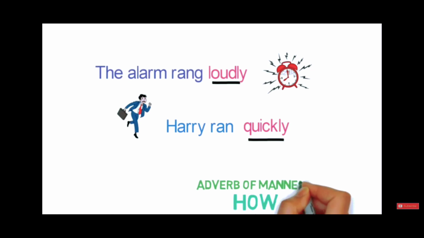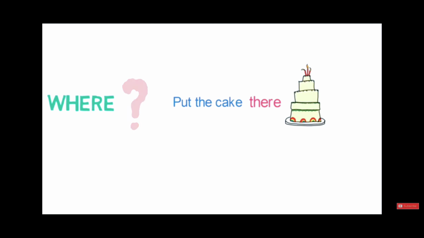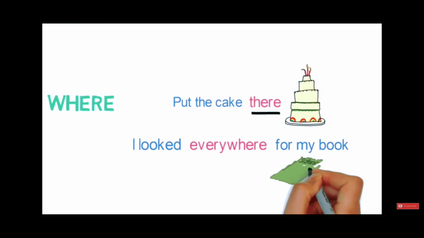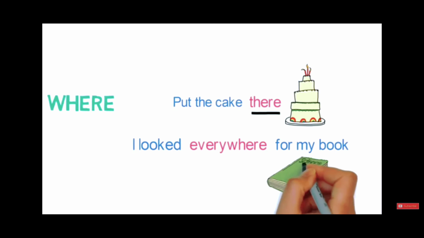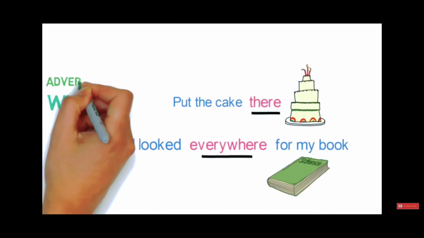Now let's look into another way in which we can describe an action. Where an action occurred. Put the cake there. Here we are telling to put the cake, but at which place? So by saying there, we are telling the place to put the cake. So it is an adverb. I looked everywhere for my book. I looked for my book, but where did I look? I looked everywhere. Here the word everywhere is the adverb, as I am telling the location where I looked for the book. As this adverb describes where the action happened, it is called an adverb of place.